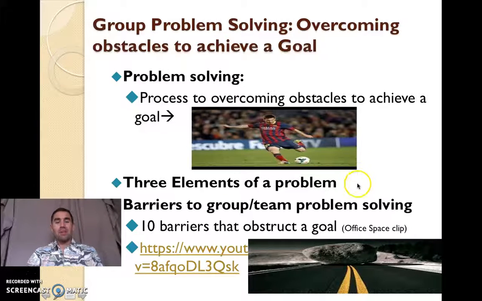And then there are also the barriers to group and team problem solving. The 10 barriers that obstruct a goal are lack of structure, lack of cultural sensitivity, lack of planning, lack of resources, wrong people present, time pressure, poor communication, unsupportive social climate, negative attitudes, and lack of problem-solving skills.